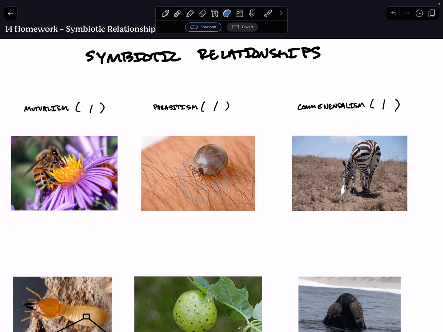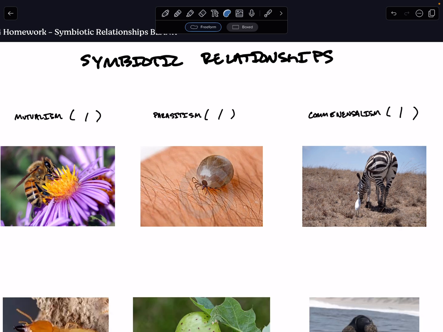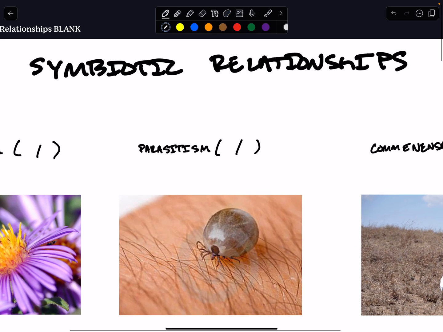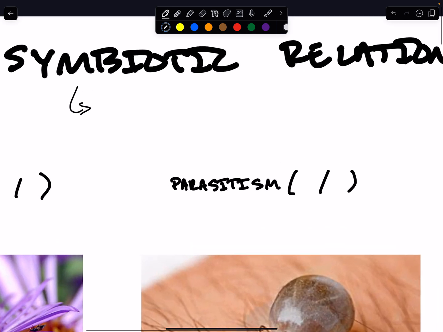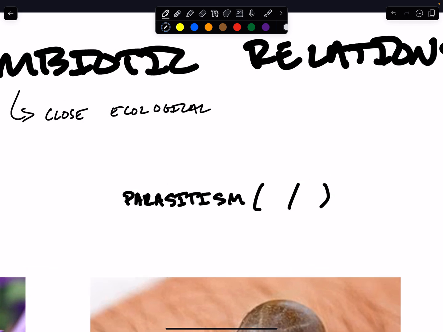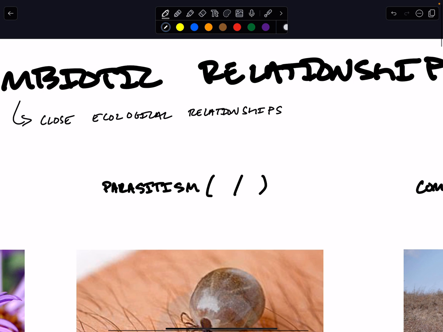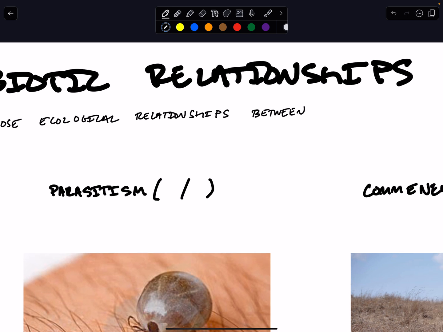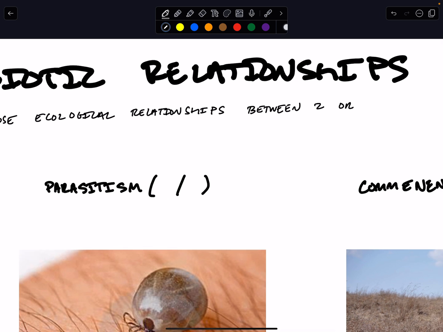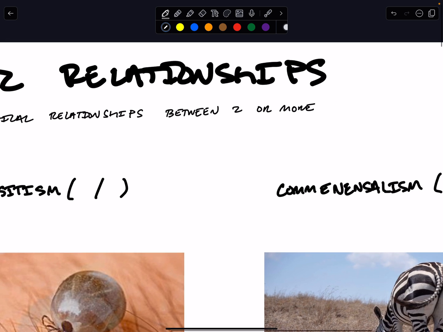Here is another big concept in ecology, and it's called symbiotic relationships. So the definition of a symbiotic relationship is a close ecological relationship, or I guess I should say relationships, between two or more organisms.